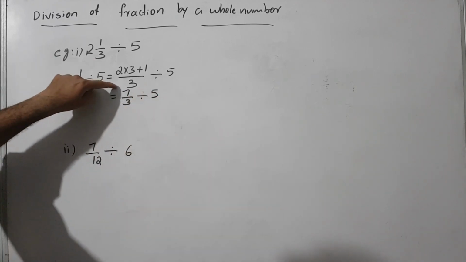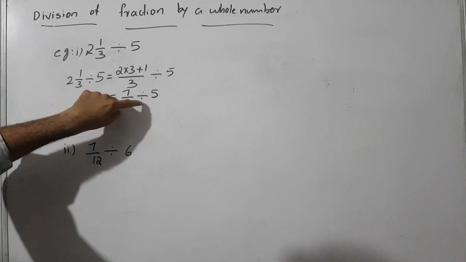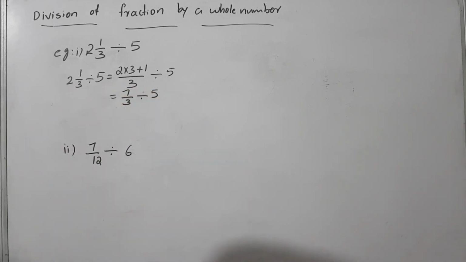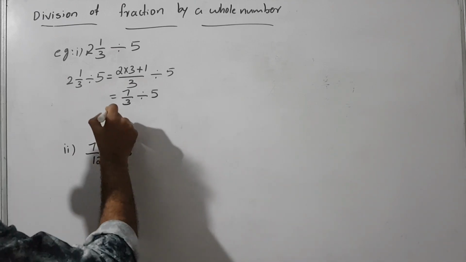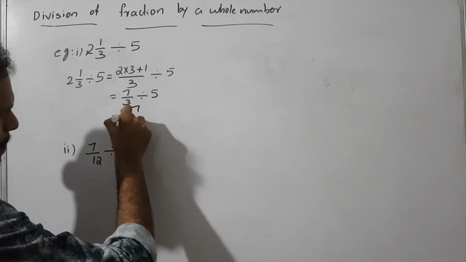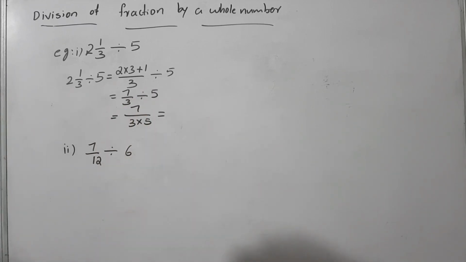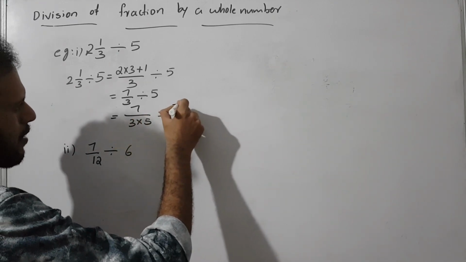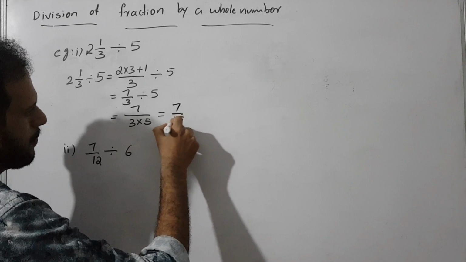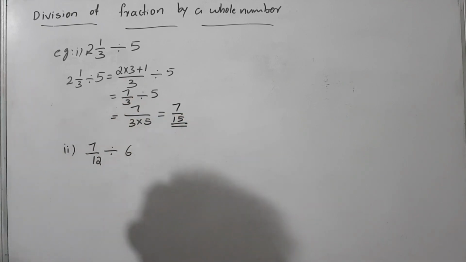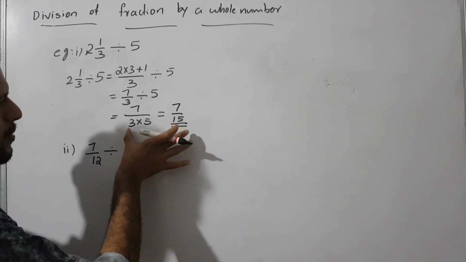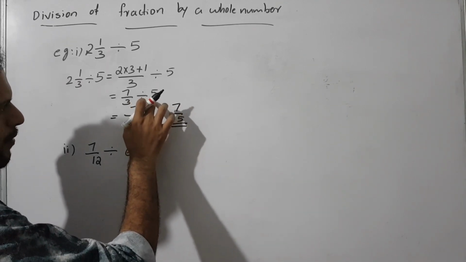That is a by b divided by c. What is a by b divided by c? It is equal to a by b into c. So 7 by 3 into 5. What is 7 by 3 into 5? 7 by 15. So the answer is 7 by 15. If you are not able to write this step directly, just make this one into the form of a fraction.